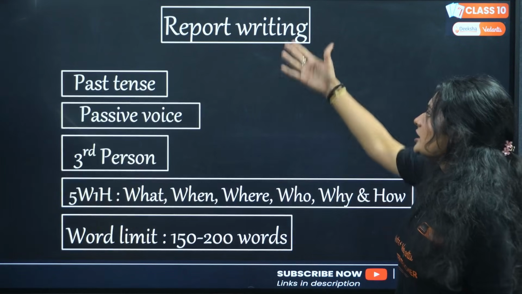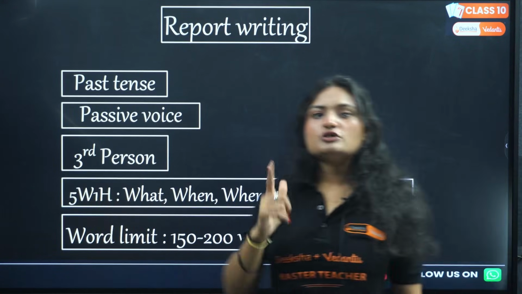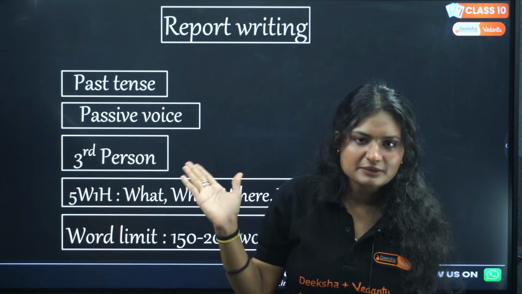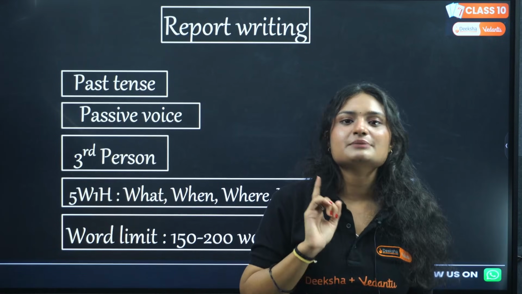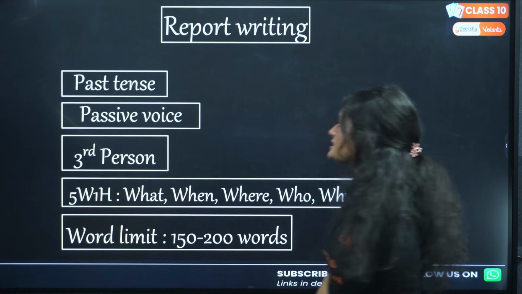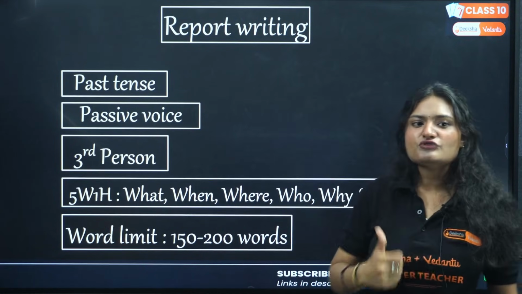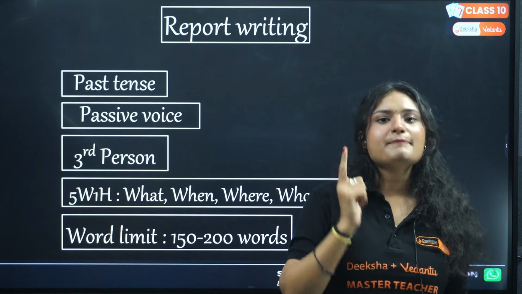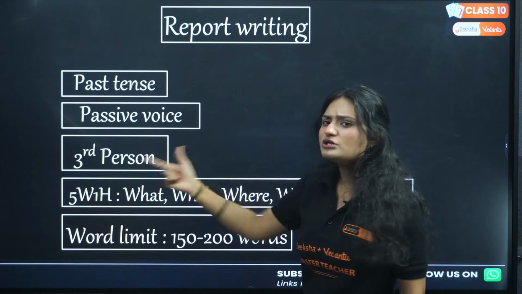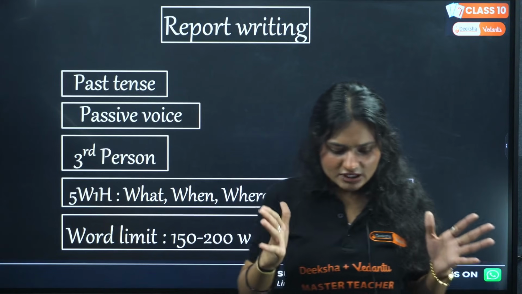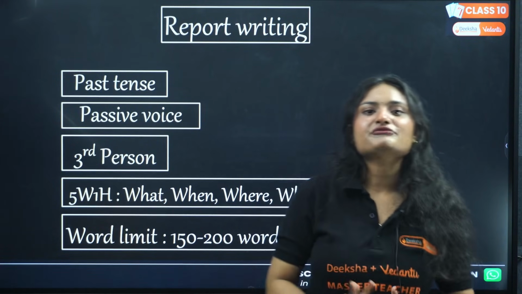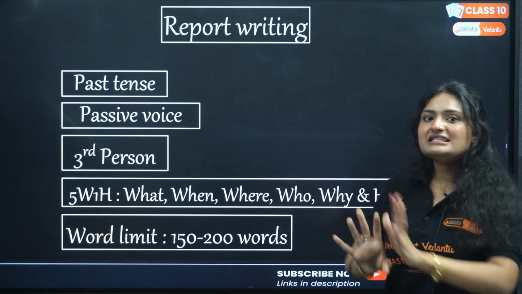Next one, always write it in past tense. Reports are always written in past tense as the incident has already happened, my dear kids. Okay, do not write it in present form. Next is passive voice. Use passive voice whenever you're writing your report, not active voice. Write it in the passive voice. Then write reports in third person. Okay, so you are not using I, me in the reports. You are telling from a third person point of view that this has happened.